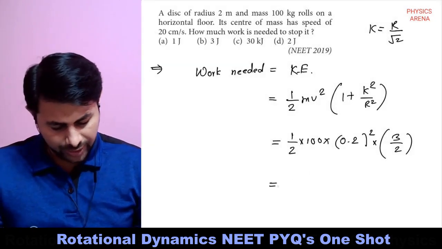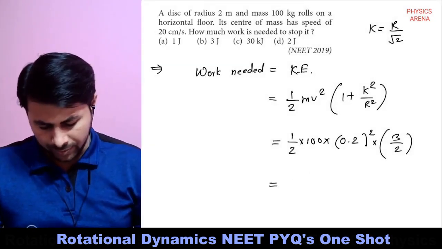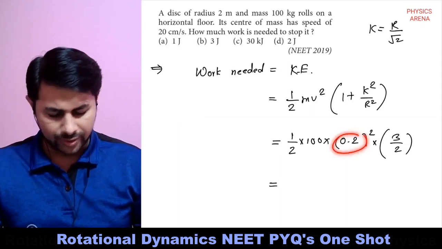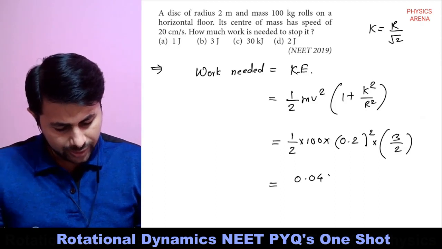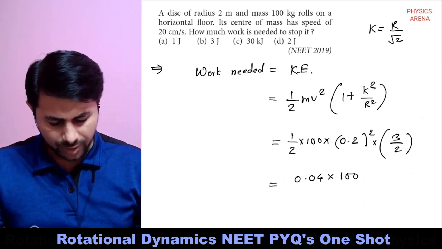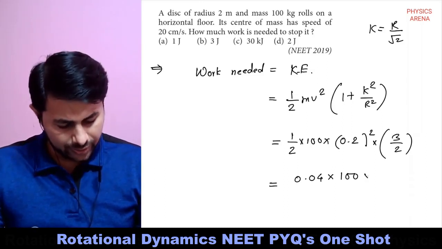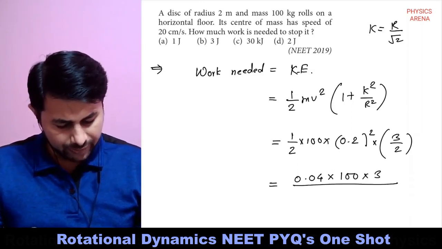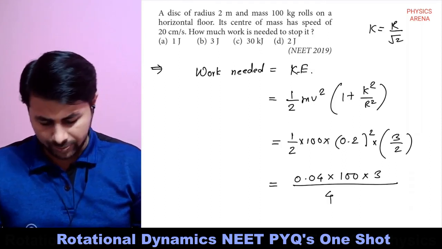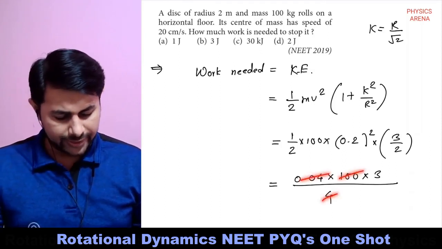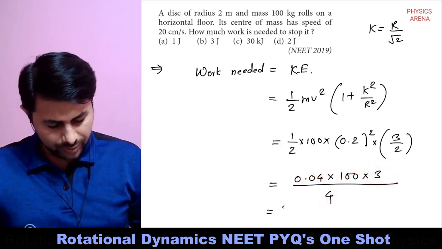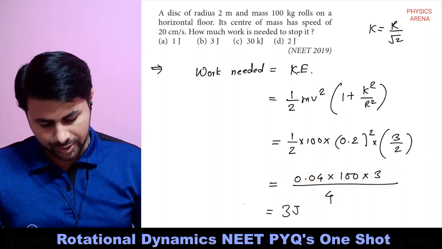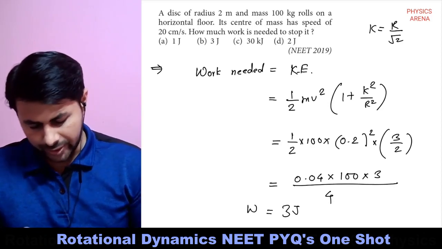Okay, so we have 0.2 square equal to 0.04. 0.04 multiplied by 100 gives you 4. Multiplied by 3 divided by 2 times 2, which is 4. So that 4 and this 4 get cancelled out. So the option is 3. Okay, 3 joules is the required work.